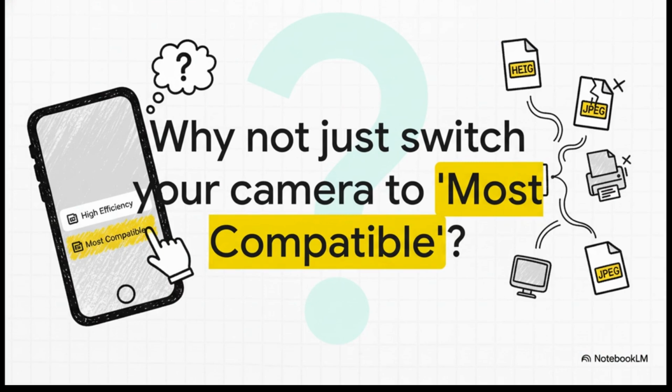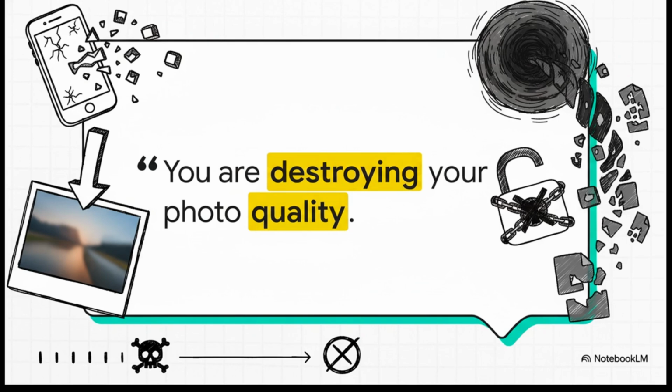And this is usually the first thing people try. You're probably thinking, why not just flip the switch in the settings, right? You just dive into your camera settings, find formats, and change it from high efficiency to most compatible. Boom, problem solved. Or is it? Yeah, not so fast. The source material is super blunt about this. It says you are literally destroying your photo quality. It's a permanent downgrade, and you can never get that quality back.